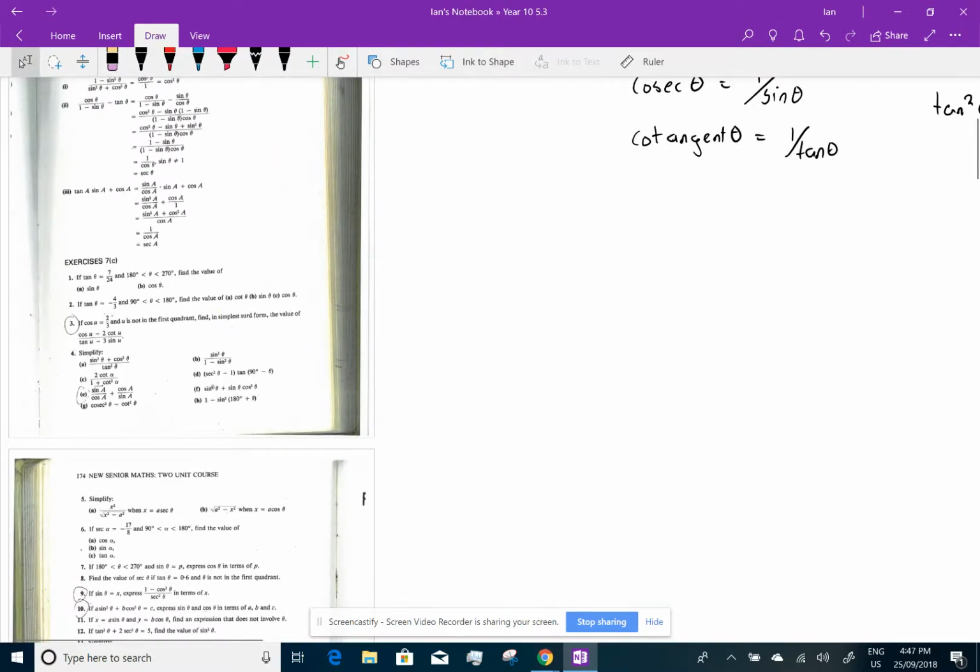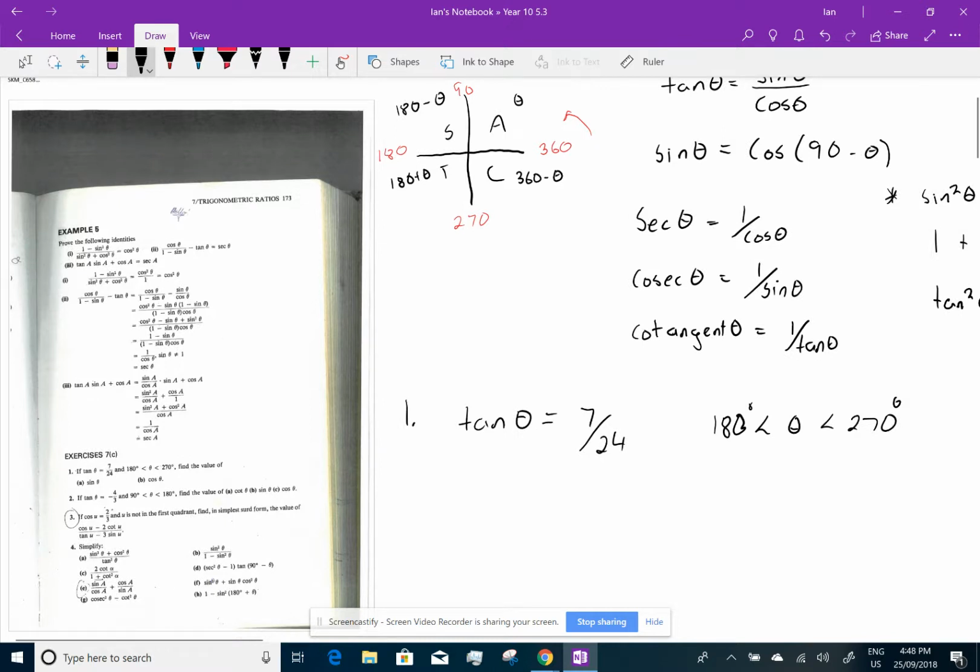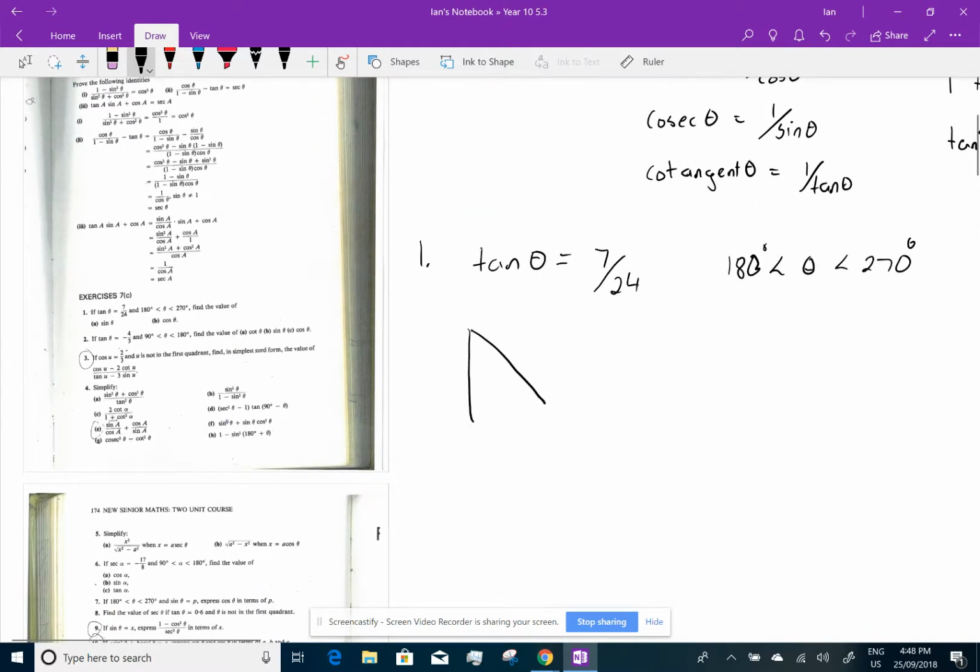First question. Here's question 1. Tan theta equals 7 on 24, and theta is between 180 and 270 degrees. And immediately I look up here and go, well, that's here. That means tan's positive, but sine and cos will be negative. So I draw myself a little triangle. I put theta in here. Tan is opposite over adjacent, so that's 7 and that's 24. And this is the square root of 7 squared plus 24 squared.